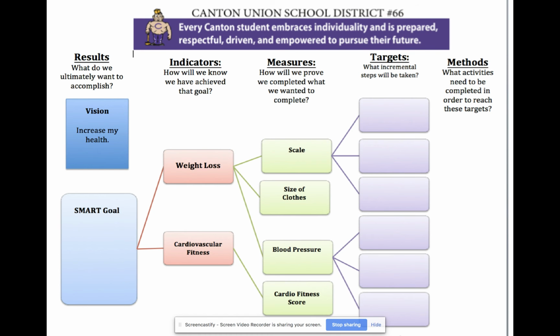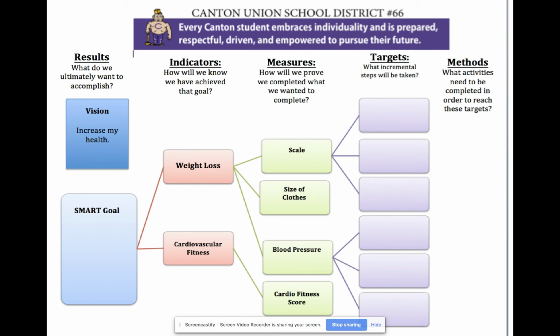Measures are the assessments you will use to gauge progress on the indicators. In this example, I will measure my weight loss using a scale and the size of my clothing. I will measure my cardiovascular fitness level by my blood pressure levels and overall cardio fitness score as determined by my Fitbit.